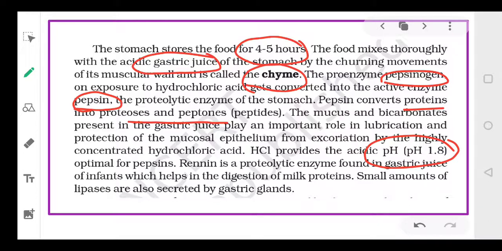Along with this, there is another enzyme which is called renin. Now this renin helps in the digestion of milk proteins.